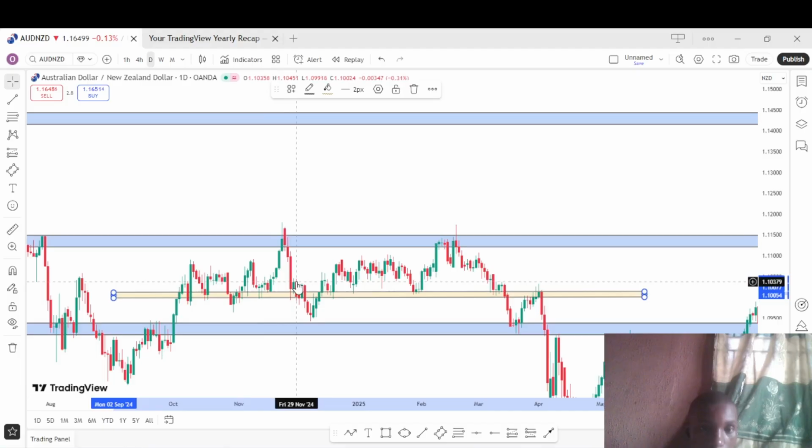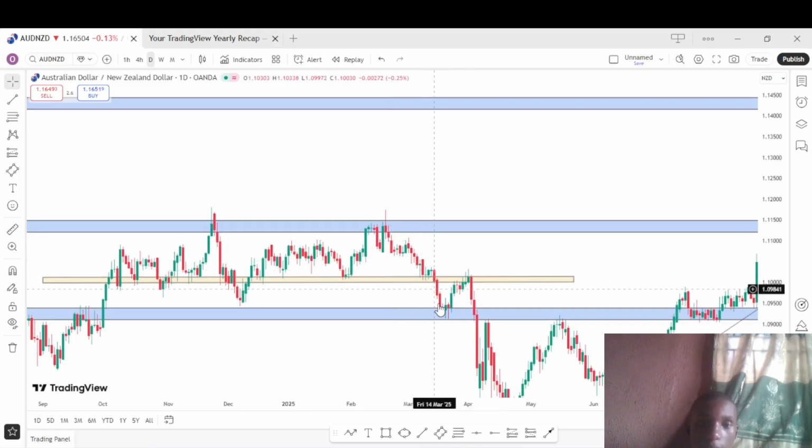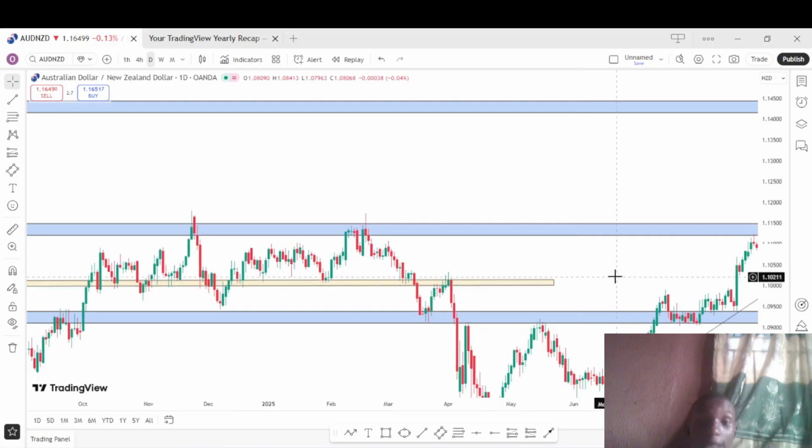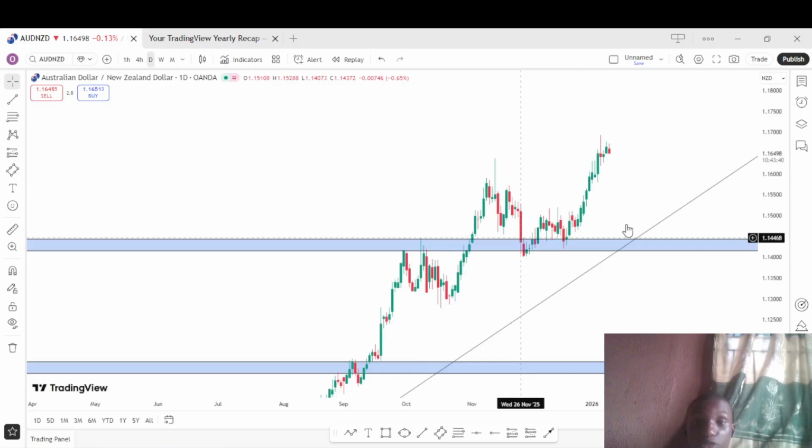After coming down, we tested this level, went up, and came back to retest this level. This level rejected it. It went up, consolidated here, consolidated here, came back here, and this level still rejected it. That tells us this level is a strong minor level, and after breaking it, it still retested it before pushing down to the downside.